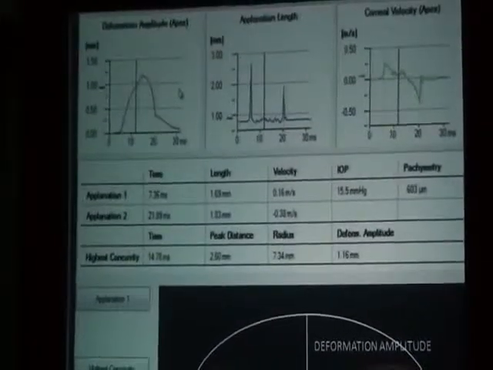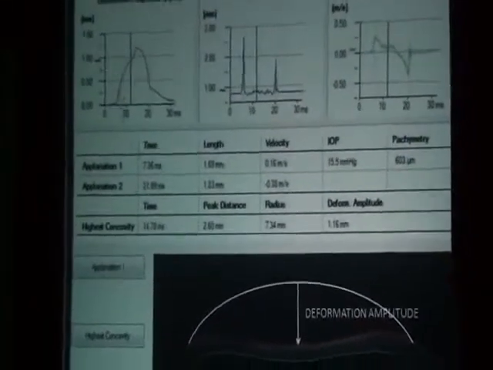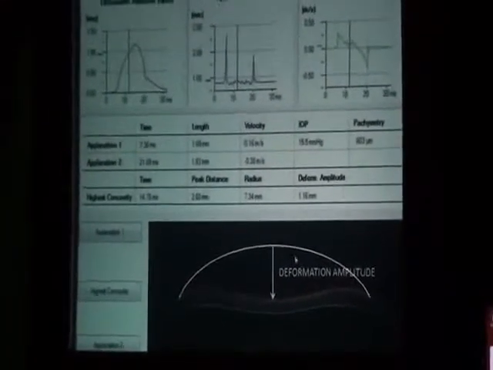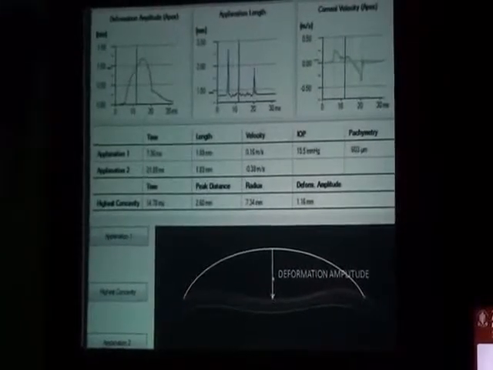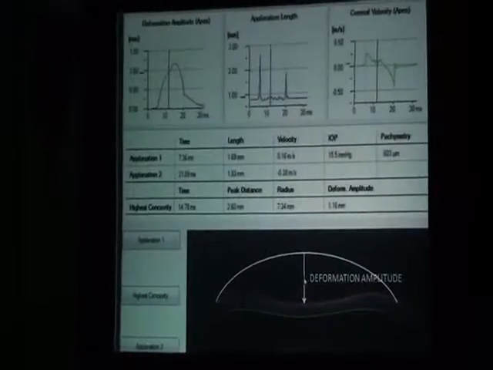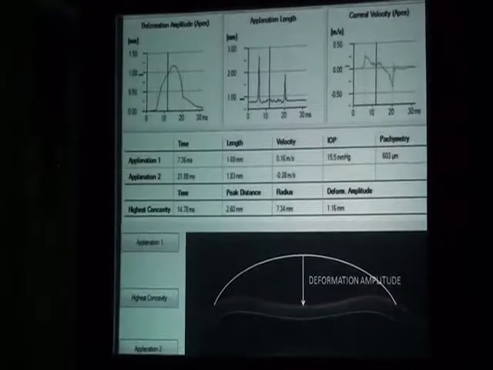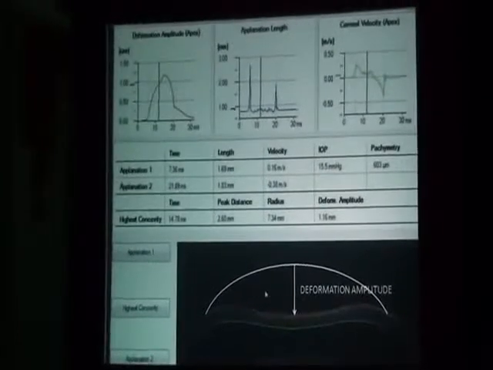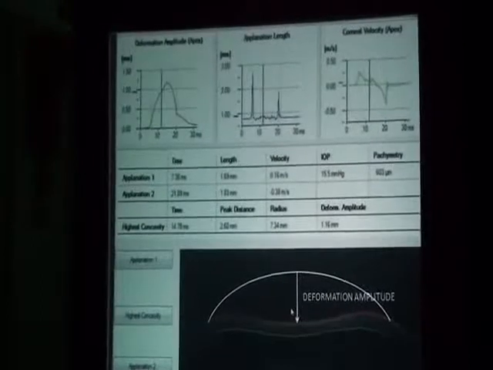So if we look at the deformation amplitude, Dr. Rajesh has already mentioned this. Here I can show it: this was the original corneal shape. With the air pulse, how much of the cornea actually went down, how much did it deform. So this gives us the deformation amplitude. As has been mentioned, any cornea that is stiffer does not deform easily, and any cornea that is thinner is going to deform more. So this measurement tells us how stiff or how weak the cornea is.